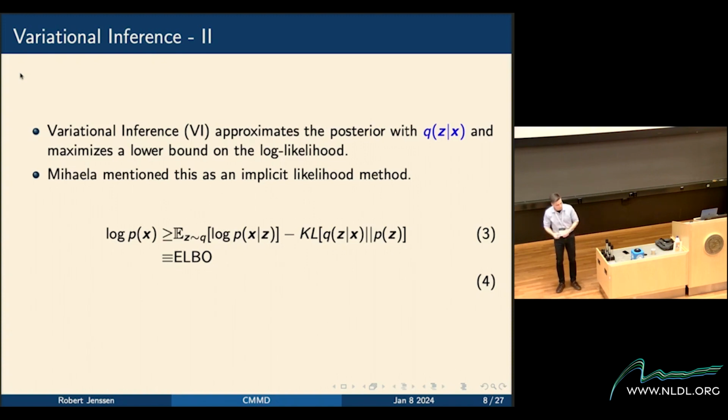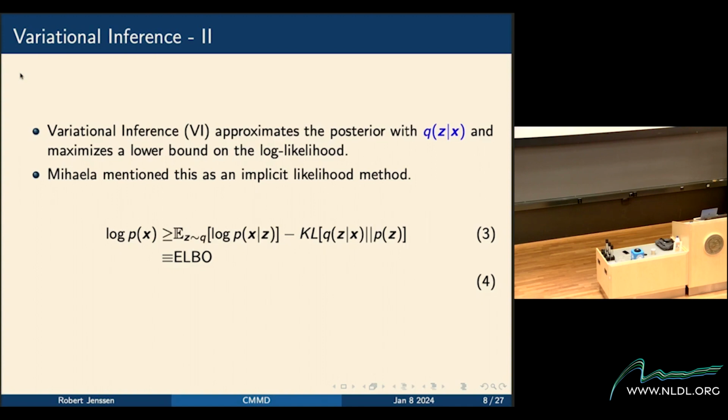So this is why it's called implicit log likelihood, as Michaela mentioned, actually. So now you can think of this as what we call the ELBO, which is this lower bound. Evidence lower bound is the acronym. Evidence is also a name for the log likelihood. That's why we call it evidence.